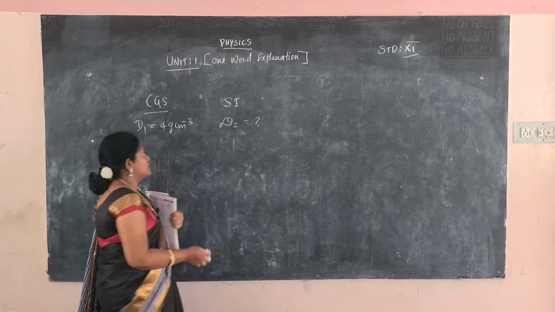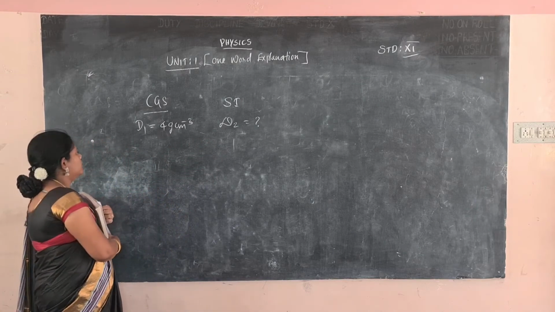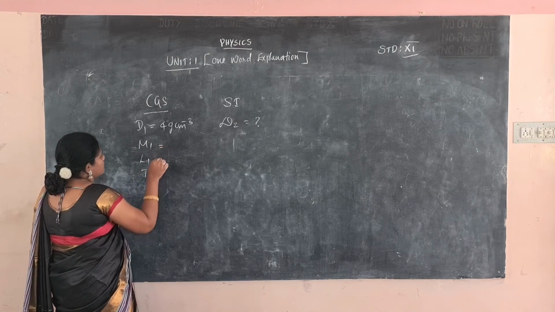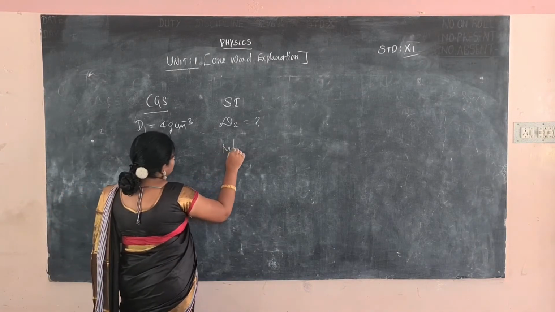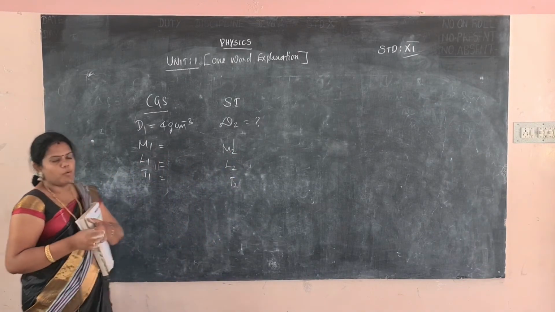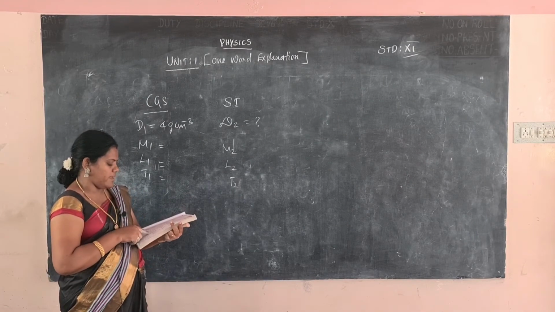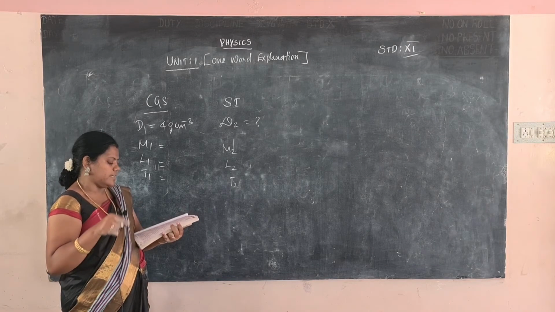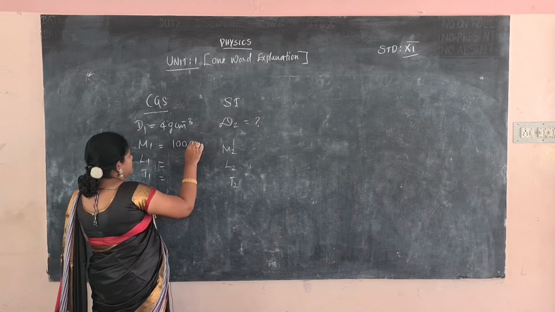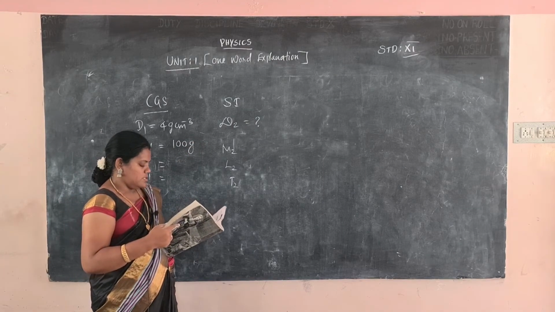D1 is given in the CGS system, and they have asked us to find out D2. Okay? So we already take M1, L1 and T1, then we want M2, L2 and T2. In the CGS system M1 is 1 gram. In your book, one value will be given, that is 100 gram.